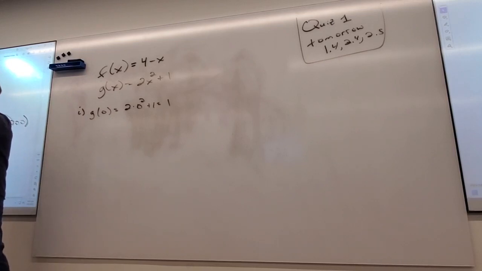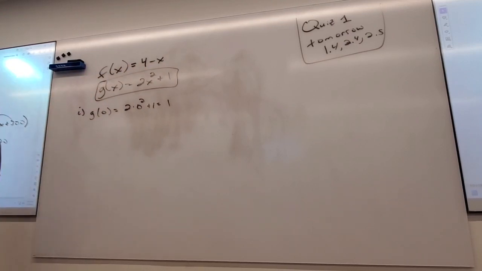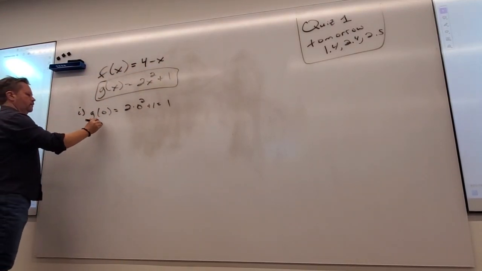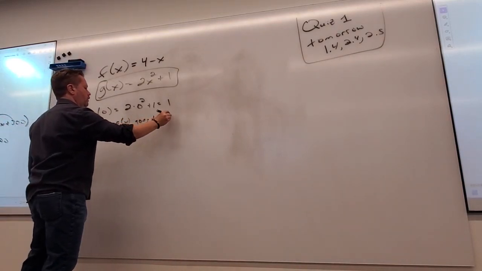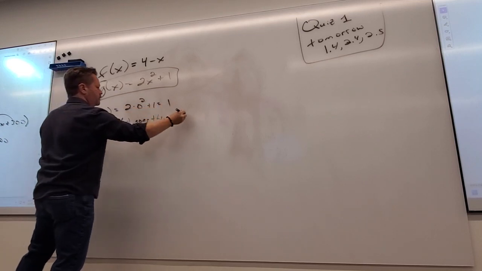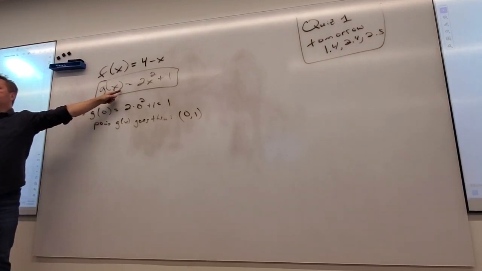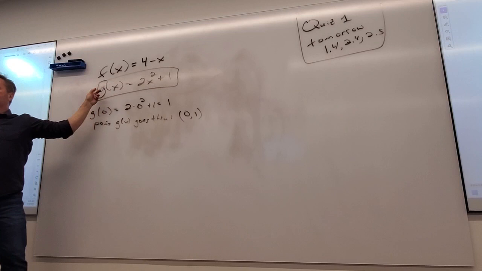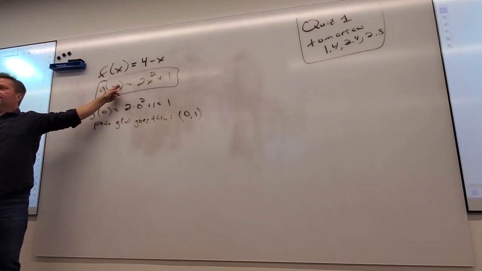In fact, they're better than just using y, because I can see the input, I can see the output. Can anyone tell me what is one point that this function would go through if I graphed it? 0, 1. Kick ass. Let me ask you a really weird question. How many answers does this equation have? Did we just find one? One answer is 0, 1, correct? So there's an infinite number.